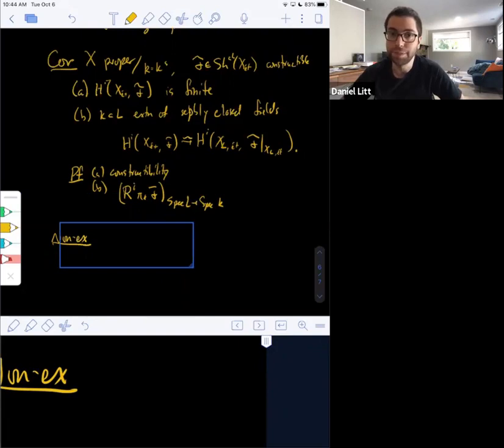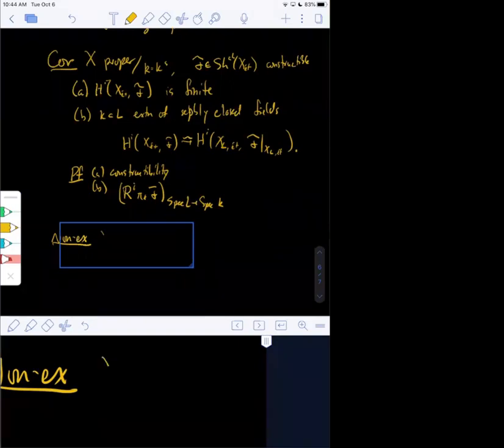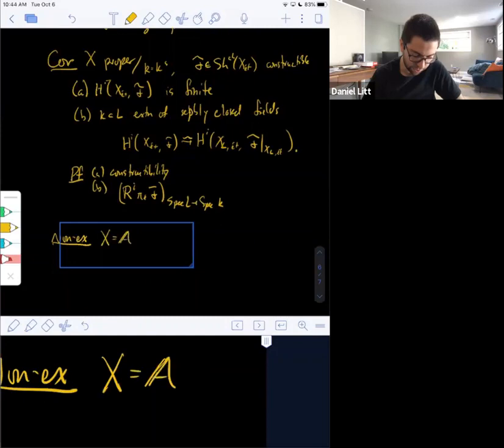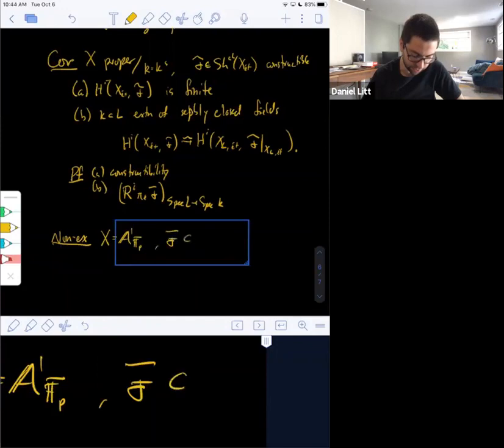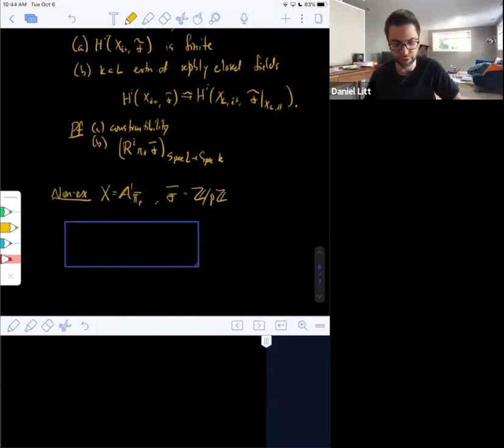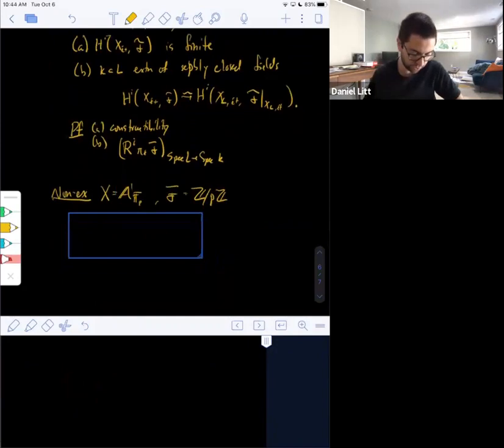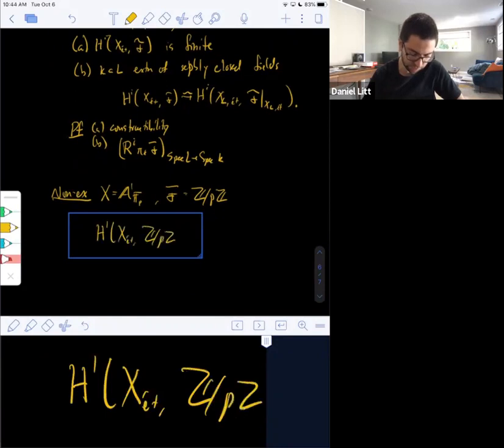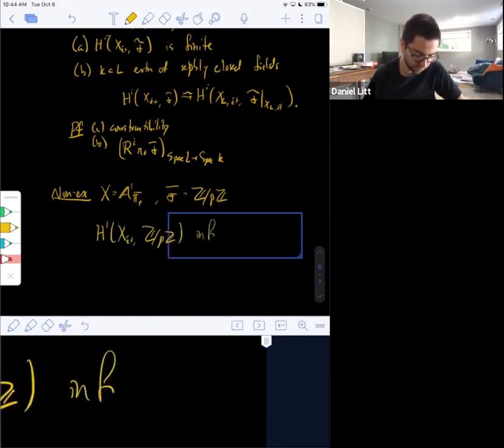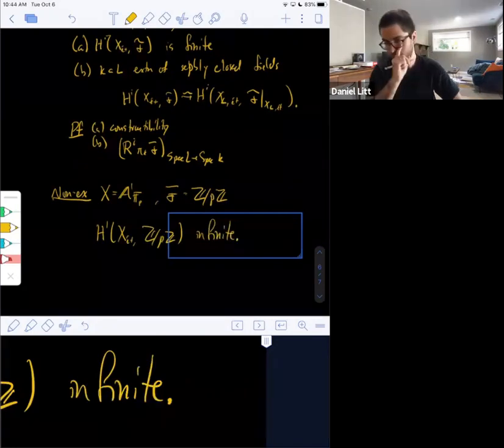So by the theorem, the scheme had better not be proper. You'd be like A1 in the sheaf FP. Yeah, so take A1 over, let's say, F_p bar, and take F to be the constant sheaf Z mod pZ. And we computed this earlier in the course using the Artin-Schreier sequence. So we showed that H1 of X étale, Z mod pZ is infinite. Great.